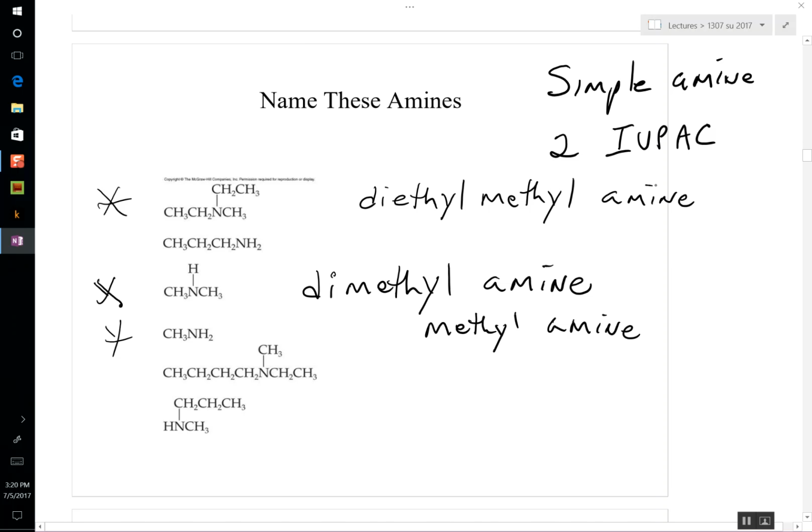Now, I can look at that name, diethylmethylamine, I can look at that molecule and classify that amine. What class does that fall into? Tertiary. It has three things attached to the nitrogen. That's a tertiary amine. What kind of amine is that? Secondary amine. And this is a primary amine.